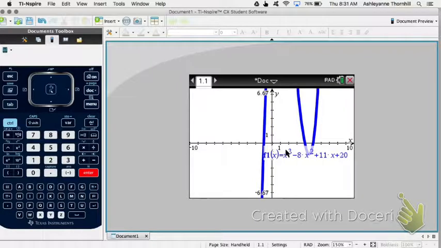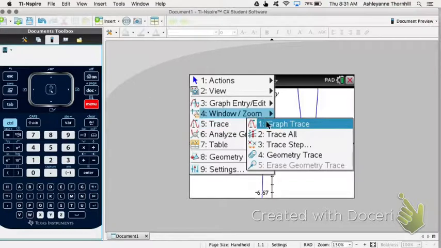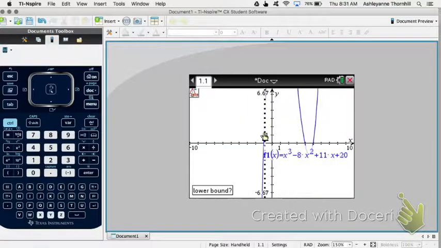And here it is. So if I want to find the x-intercepts, you can go to menu. You can either do graph trace, and then just scroll left and right and find it, or you can do analyze graph and then go to the 0. Or you can also eyeball it, because you can see in this one it's pretty obvious. But if you're not sure, I'm going to click lower bound below the first one. The first 0 is at -1.